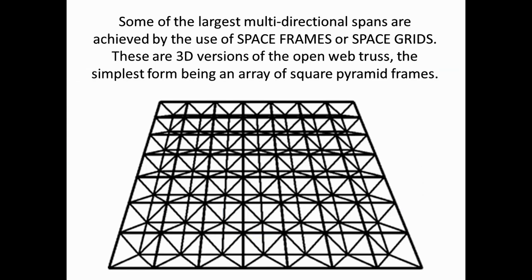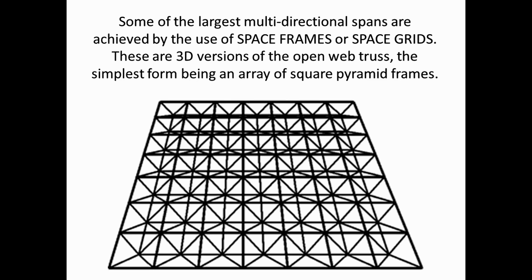And I think finally, in terms of multi-directional spans, in England we tend to call them space frames. Around the world they're also known as space grids. But again, if you go back and think that the bubble deck was a three-dimensional version of the perforated beam, the space frame is a three-dimensional version of the open web truss.